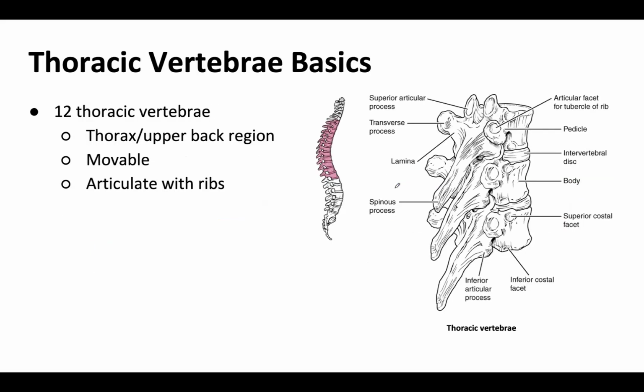Moving to thoracic vertebrae, there are 12 thoracic vertebrae, which very conveniently match up to the number of ribs we have per side. And these are named thoracic because of their association with the thorax. These can also be described as being in the upper back region. Thoracic vertebrae are movable, but of the movable vertebrae, these are the least mobile because of the attachment to the ribs and being part of the overall thoracic skeleton.